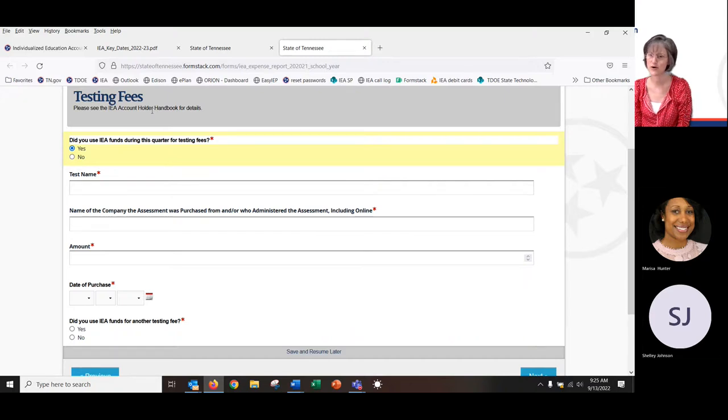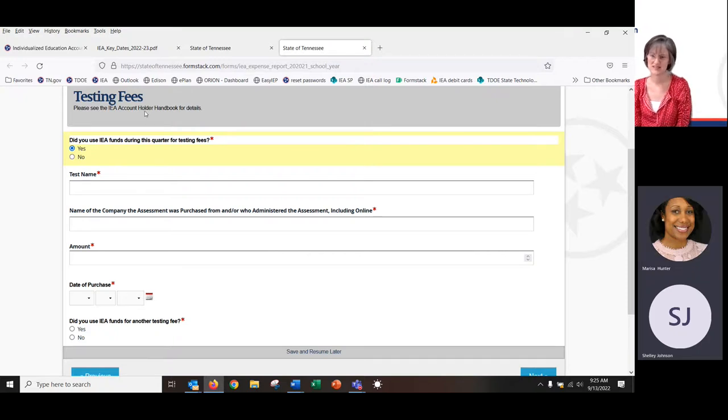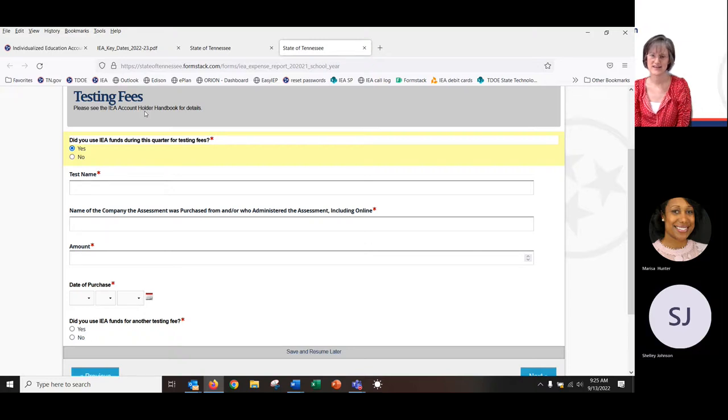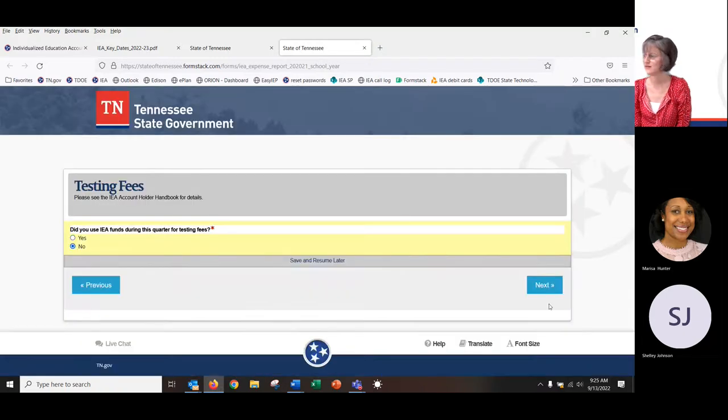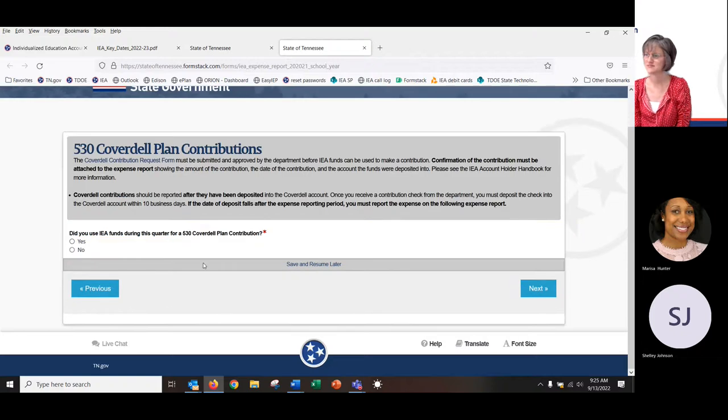Shelley, am I misquoting that? No, you're correct, but you can also use IEA funds for testing like ACT, SAT, PSAT, that kind of situation also. Very good. I would have forgotten to say that. Anything else that I'm forgetting here? Okay, good. And again, you can open up more if your student has taken more than one assessment. So close that one out.